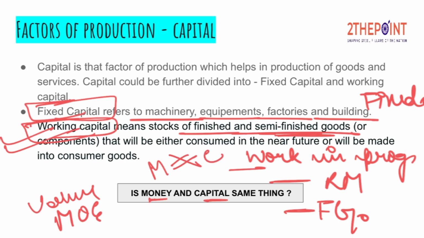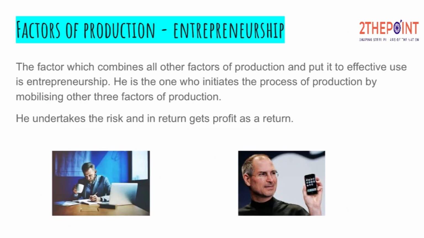Now moving on to the most important and the last factor of production, which is entrepreneurship. Entrepreneurship is the most crucial factor of production out of all, because it is the only factor that employs all the three other factors of production, puts them to use and creates something of economic value. While doing this, the entrepreneur undertakes the risk of running the business, and in return he gets the profit for the risk undertaken.